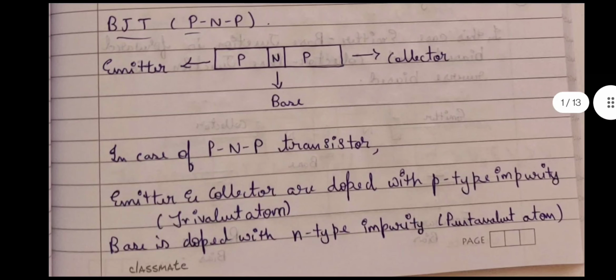The PNP transistor in BJT is as follows. It's just the same, but the doping will be changed. That's it. The emitter and the collector terminal will be doped with p-type impurity, that is trivalent atoms, and base will be doped with n-type impurity. That's it.